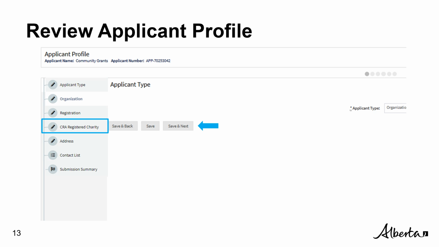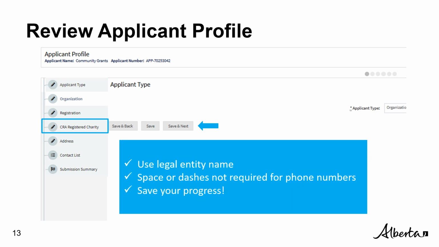Here are a few additional tips for completing your applicant profile. Use your organization's legal entity name, which can be found on your registration documents. When entering phone numbers, simply type the digits without spaces or dashes. Be sure to also include an email address for each contact person. And once again, always remember to click Save and Next to save your progress.